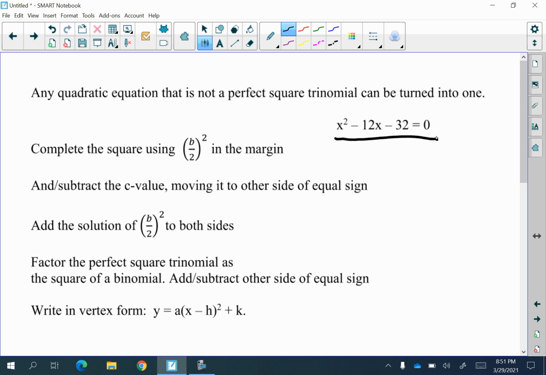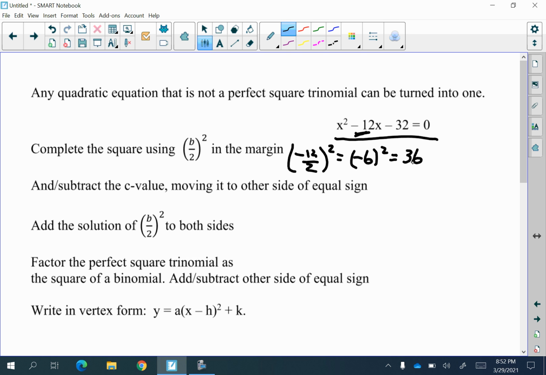Okay. So the first thing we got to do is take the B value, which in this case is negative 12, divide it by 2. So negative 12 divided by 2, and we're going to square it. Well, I know that negative 12 divided by 2 is negative 6. And when I square negative 6, we get 36. Okay, so that's the first part of it.